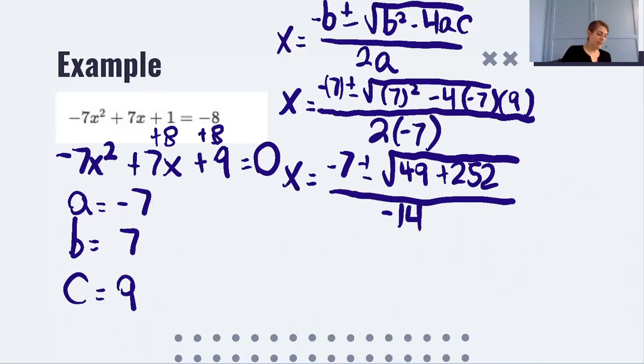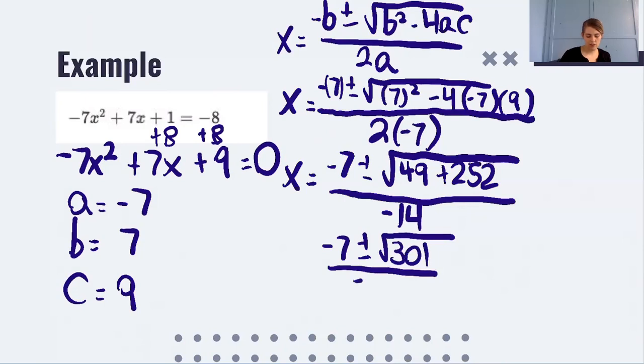Now I'm going to add underneath my square root. I get negative 7 plus or minus the square root of 301 over negative 14. So what we have here are two separate equations. We have a funky square root. You would simplify that if you could. 301 actually is a prime number. It doesn't simplify, so we're just going to leave it 301.